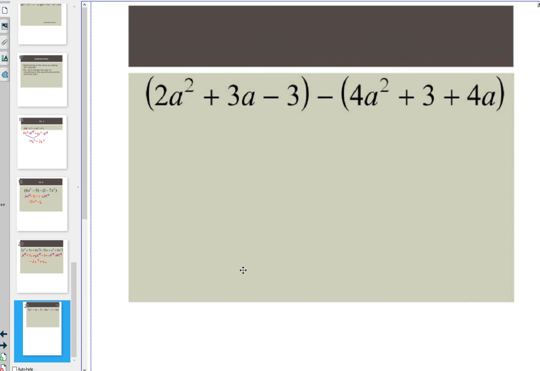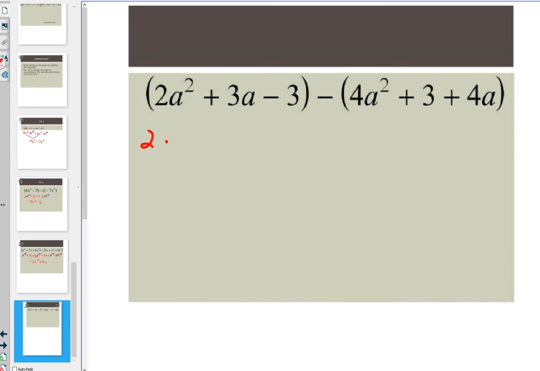No. Close though. Be careful. Take a look at your signs. Ariana, you got it? Okay. What'd you get? Negative 2a. I like that better, yeah. Well played.